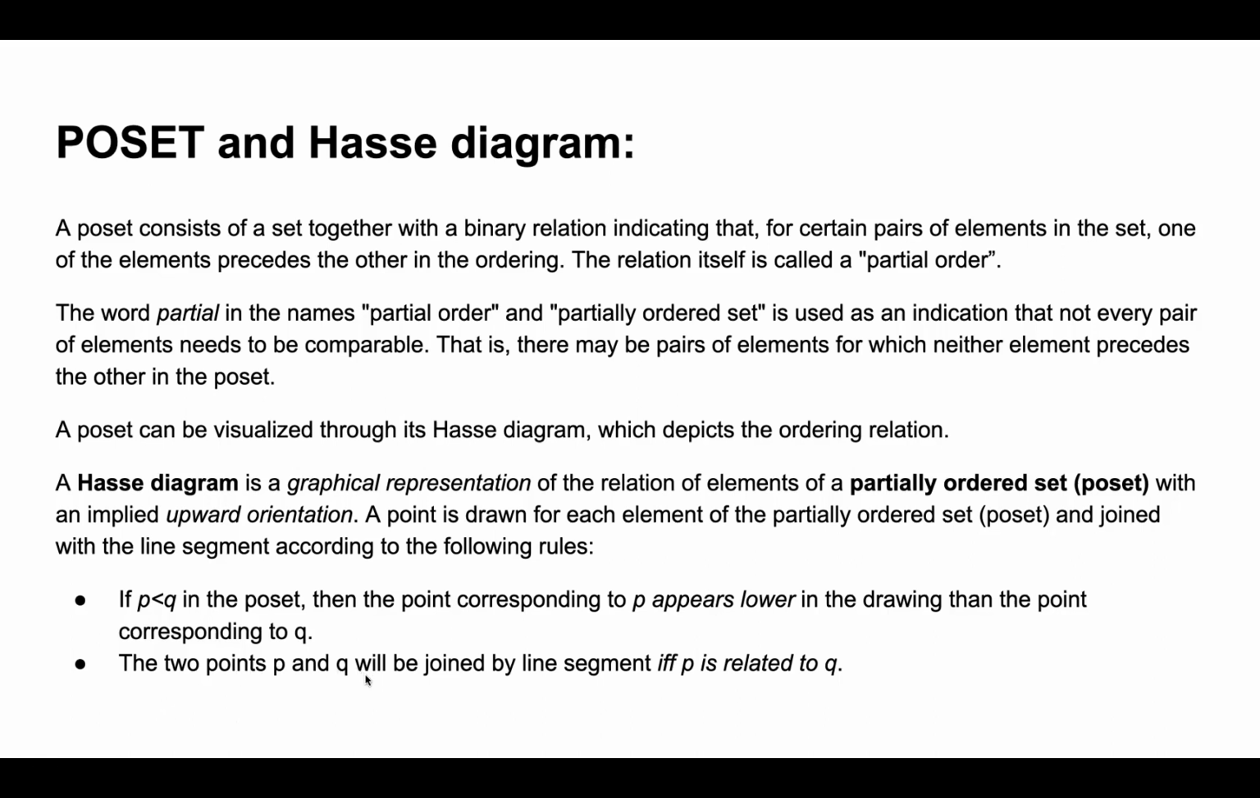The 2 points P and Q will be joined by a line segment if and only if P is related to Q. If P is less than Q, then in the diagram, P will be at the lower position and Q will be at the upper position, because P is less than Q. And if P is related to Q, then and only then will the relation be there.